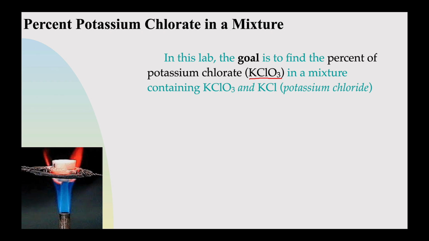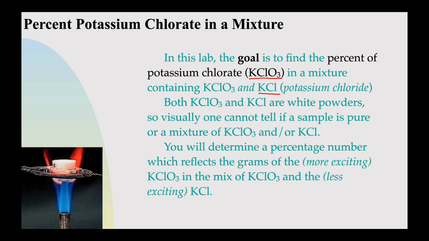What it decomposes into, as we're going to see, is potassium chloride. So there's a chlorate, which is potassium chlorate, KClO3, and potassium chloride, KCl. And the goal is to find the percent of potassium chlorate in the mixture. The potassium chloride is not as exciting as the potassium chlorate. And what's worse is that KClO3 and KCl both are white solids. So just looking at the solid, you can't really tell if your sample is pure, if it's impure, how impure, like just a little bit or a lot.